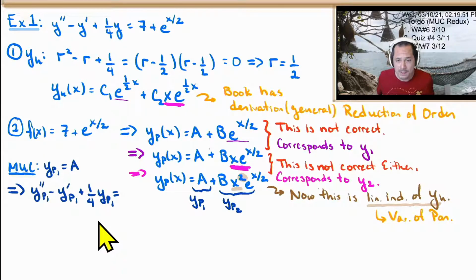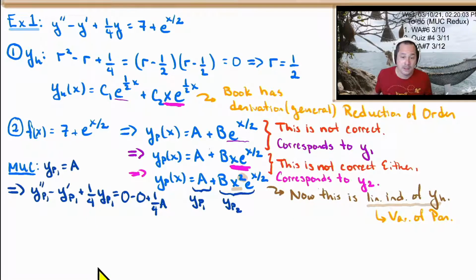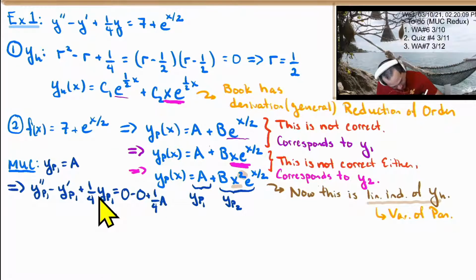The second derivative of my constant A would be 0, minus the first derivative, which is going to be 0, and then plus 1/4 times A. And what should all of this be at the end of the day? It should be equal to 7 plus e to the x over 2.